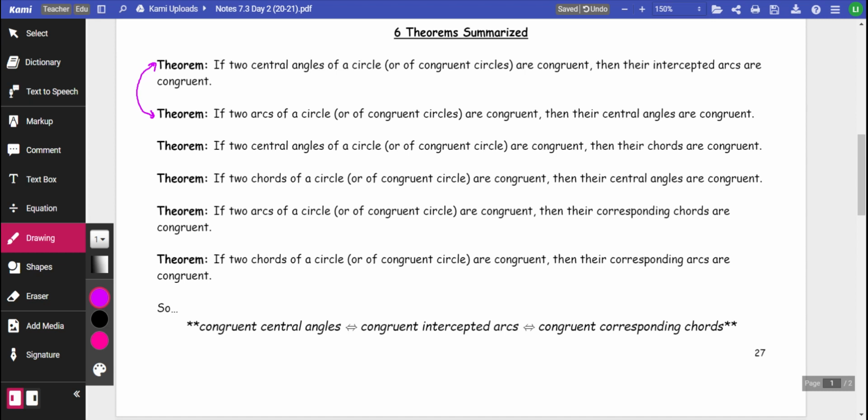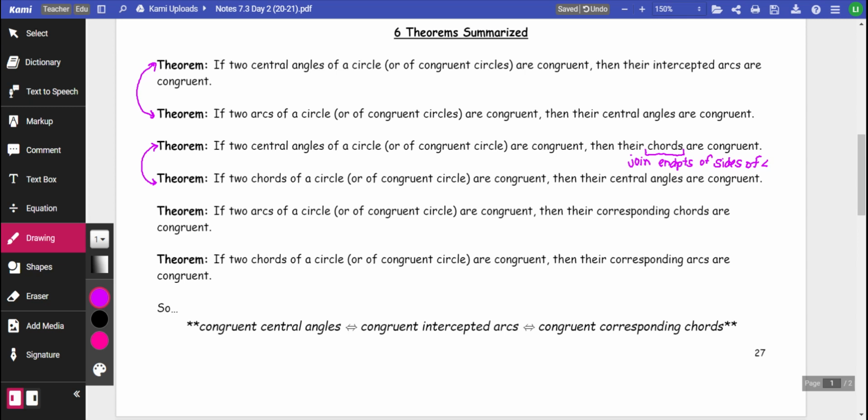My third theorem states, if 2 central angles of a circle or of congruent circles are congruent, then their chords are congruent. So these chords are going to be joining the endpoints of the sides of the angle. And we'll see that in a diagram momentarily. Now, conversely, if 2 chords of a circle or of congruent circles are congruent, then their central angles are congruent. Okay, so we're just doing the opposite if-then statement.